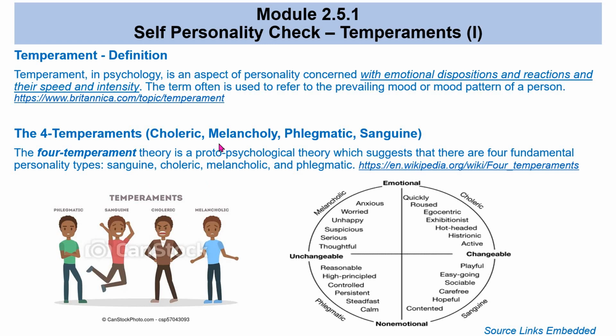And basically, there are four types of temperament. This is mainly used to show your prevailing mood, the mood pattern of someone. So as a leader or aspiring leader, and also to know where your team members fall, it's important to understand these four temperaments. Actually, it's a quick way to start knowing where someone falls.